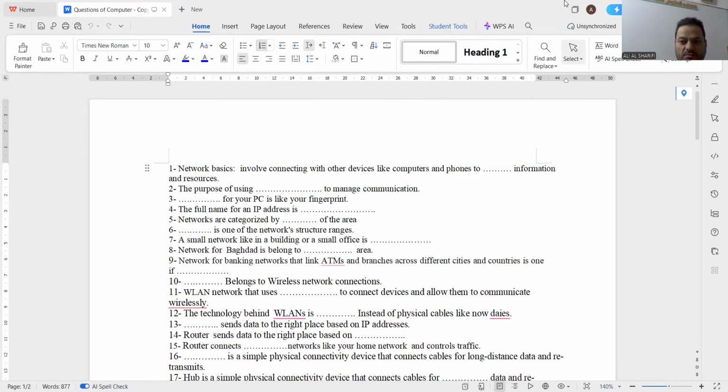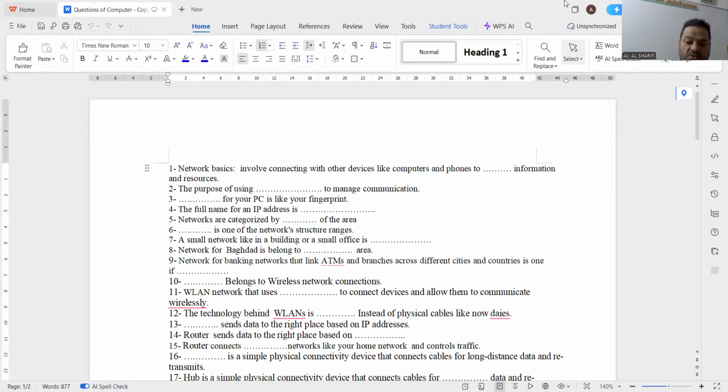All of these few previous pieces of information relate to network types. What belongs to wireless network connections? WLAN, wireless local area network, uses what to connect devices and allow them to communicate without cables? The technology behind wireless LAN, what is the main technology of this network type, instead of physical cables?